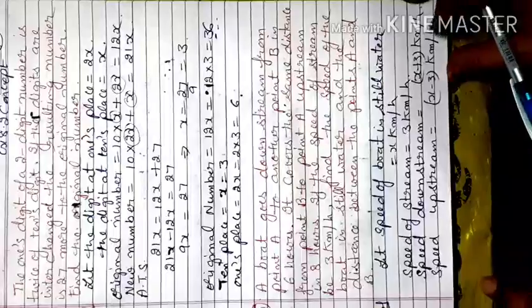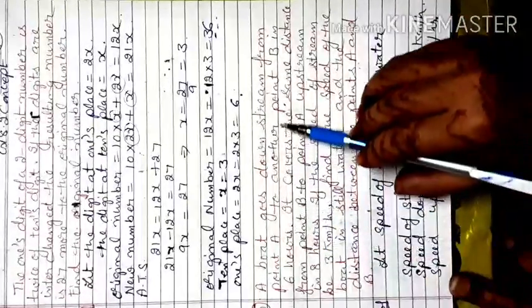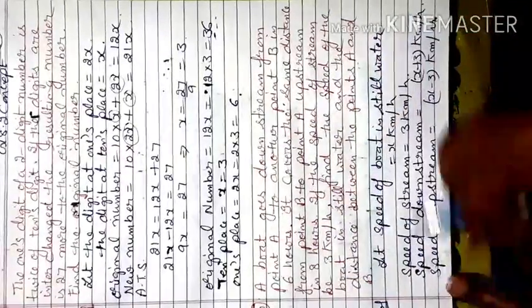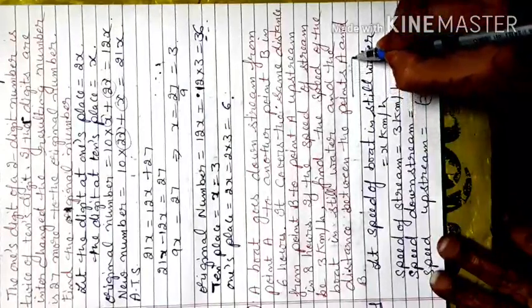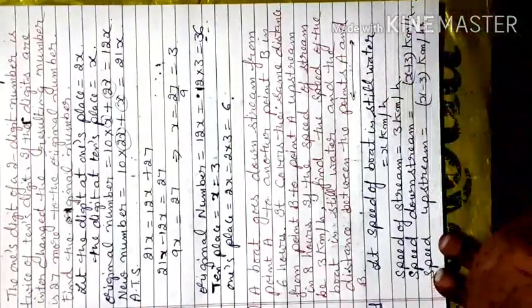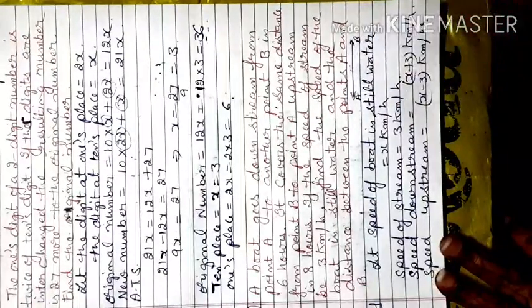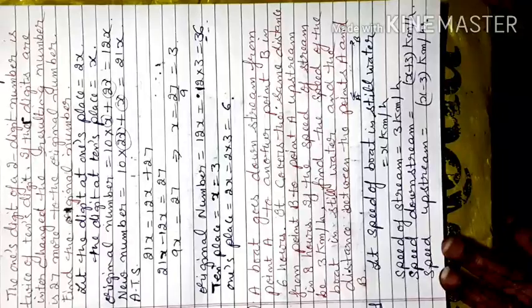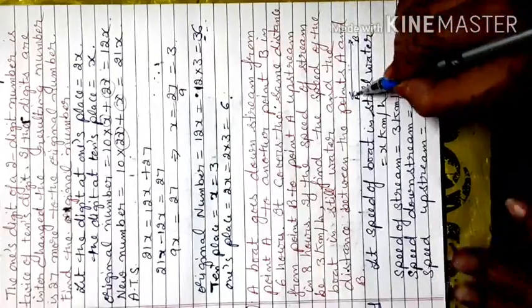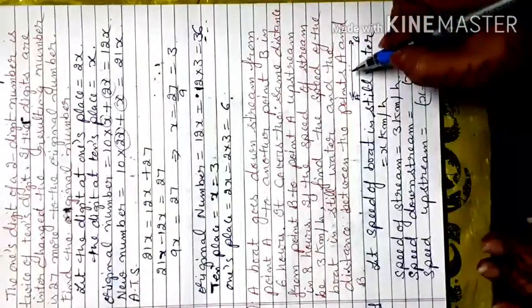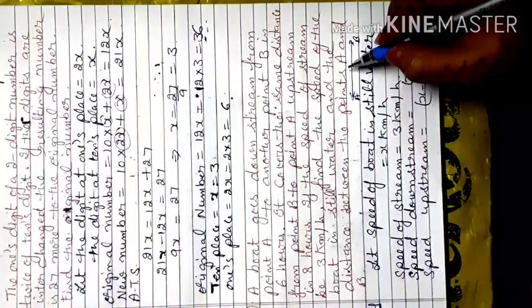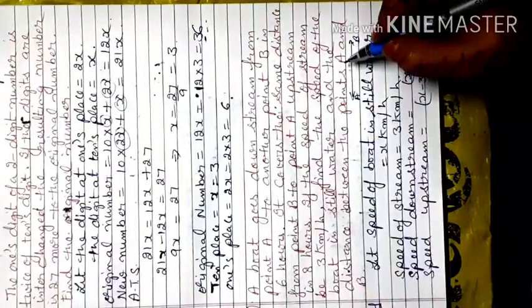A boat goes downstream from point A to another point B in 6 hours. Suppose this is a river here. So here this is A and B. We don't know the distance that the boat has to cover. Only it is given that downstream means when a boat moves in the direction of the water, or the direction of the stream, that we call a downstream.